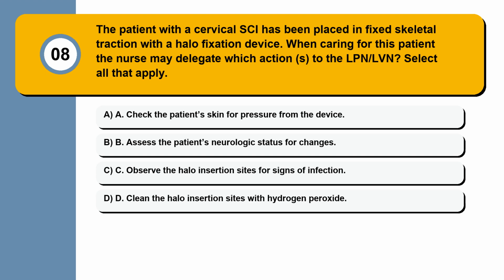Question 8. The patient with a cervical SCI has been placed in fixed skeletal traction with a halo fixation device. When caring for this patient, the nurse may delegate which actions to the LPN/LVN? Select all that apply. A. Check the patient's skin for pressure from the device. B. Assess the patient's neurologic status for changes. C. Observe the halo insertion sites for signs of infection. D. Clean the halo insertion sites with hydrogen peroxide.